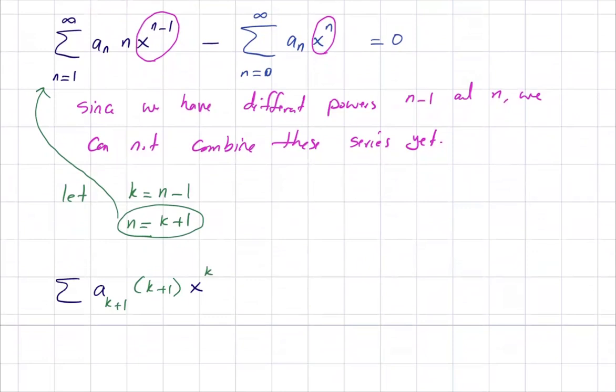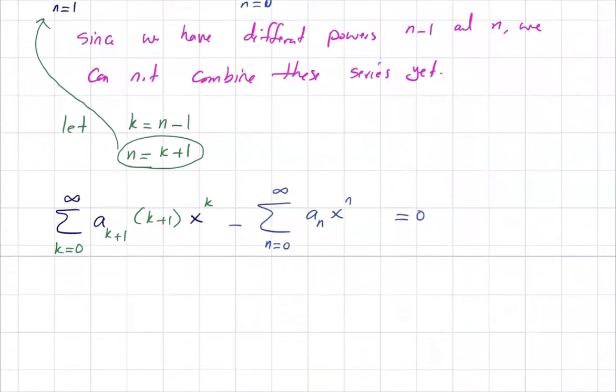Okay, since n starts at 1, your k starts at 0. K starts at 0 and then goes to infinity. Make the necessary adjustment to this series, minus the second series, which is negative summation of a_n x to the power n, and then the right hand side is equal to 0. Please note that here you're using different letters, k and n. Now you can relabel this to n.